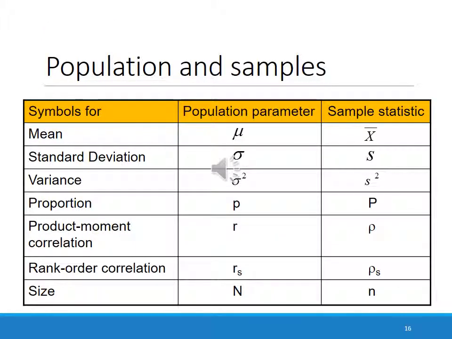These are the terms and symbols used for population parameters and sample statistic. Example, mean for population parameter is mu, and that for sample statistic is x bar. Standard deviation for population is delta, and that for sample is capital S, and so on and so forth.